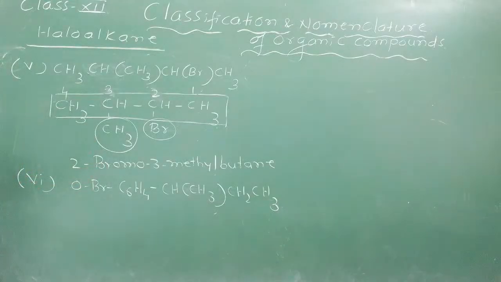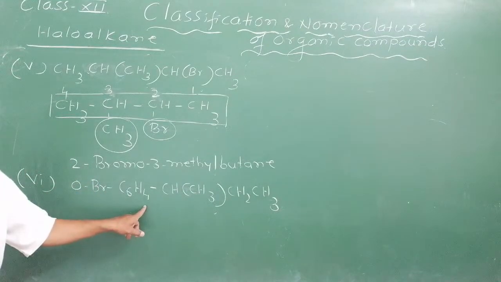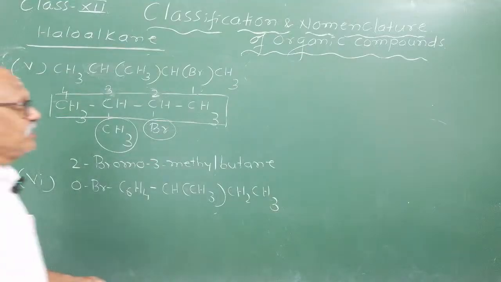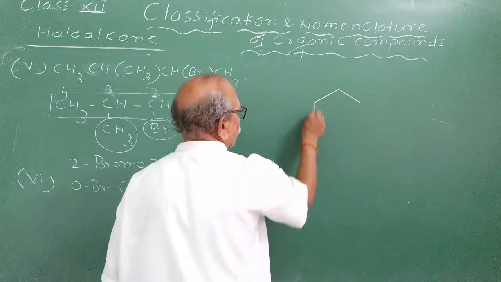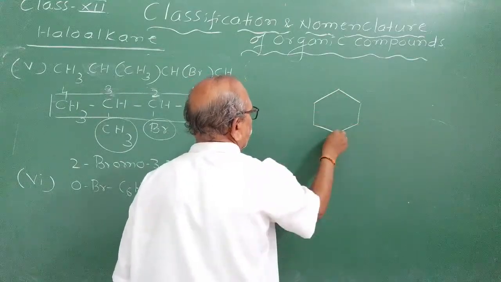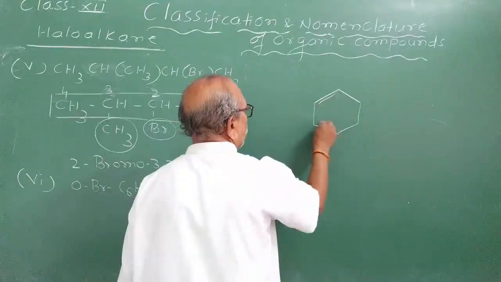You will give like this. You are asked to write the IUPAC name of it. First of all, you have to understand ortho position. C6H4 means what? Benzene ring will be there. Therefore, you draw it so that you can number it correctly. First of all, you draw the benzene ring. Okay, this is the benzene ring.